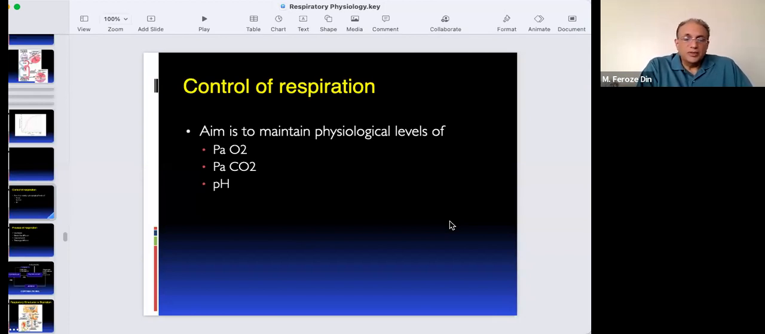First of all, you have to understand what the body is trying to control. The aim of control is to maintain the arterial level of oxygen, the partial pressure of oxygen in the arteries, that's why it's called PaO2, and the partial pressure of carbon dioxide in the arteries, and to some extent, the pH. That comes a distant third. The main aim, or prime purpose, is to control oxygen and also carbon dioxide.